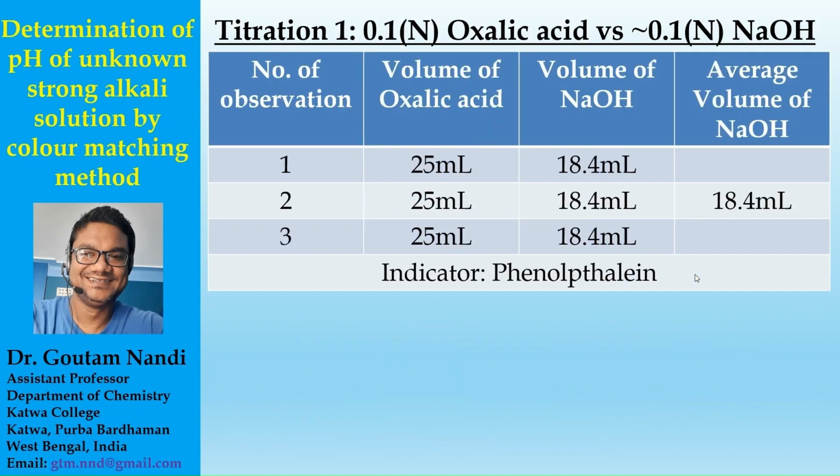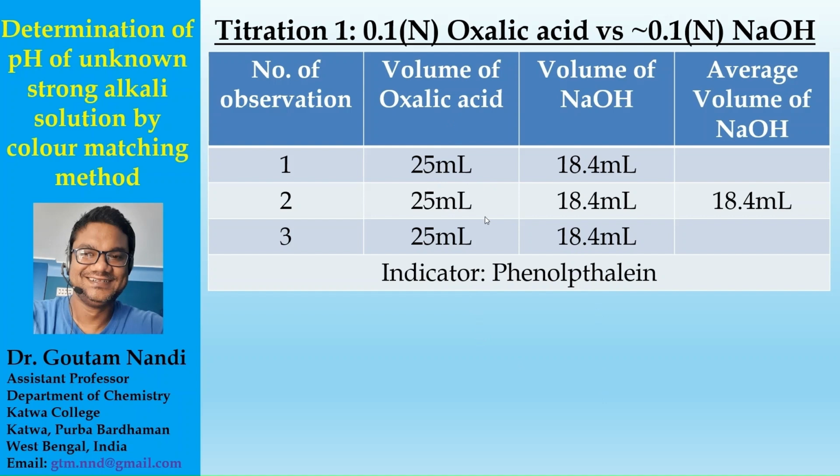This is one of my students' data from last year. What he did, he took 25 milliliter of prepared oxalic acid solution of strength 0.1 normal in the conical flask, and added a few drops of phenolphthalein indicator, and in the burette sodium hydroxide solution was taken, and he got the data of 18.4 milliliter as the average value of sodium hydroxide.